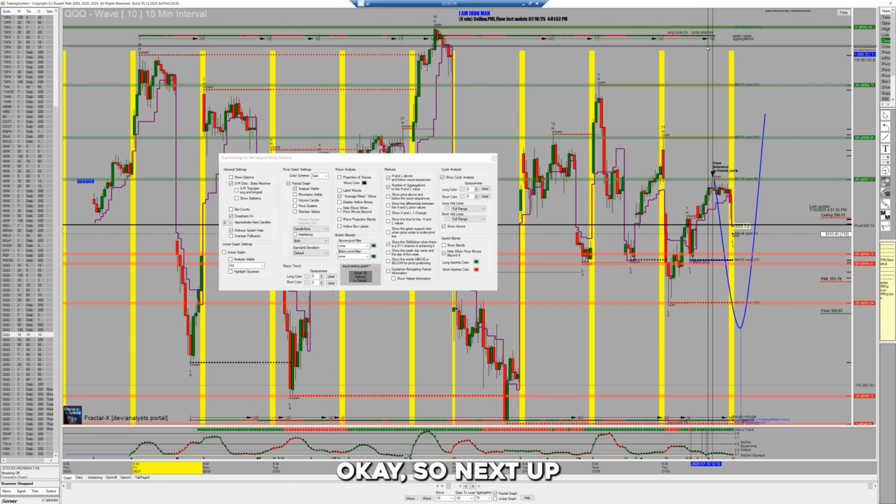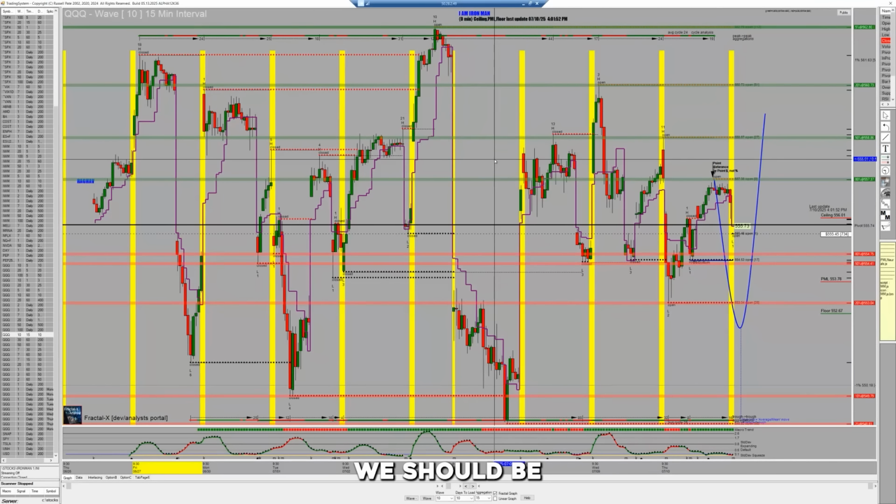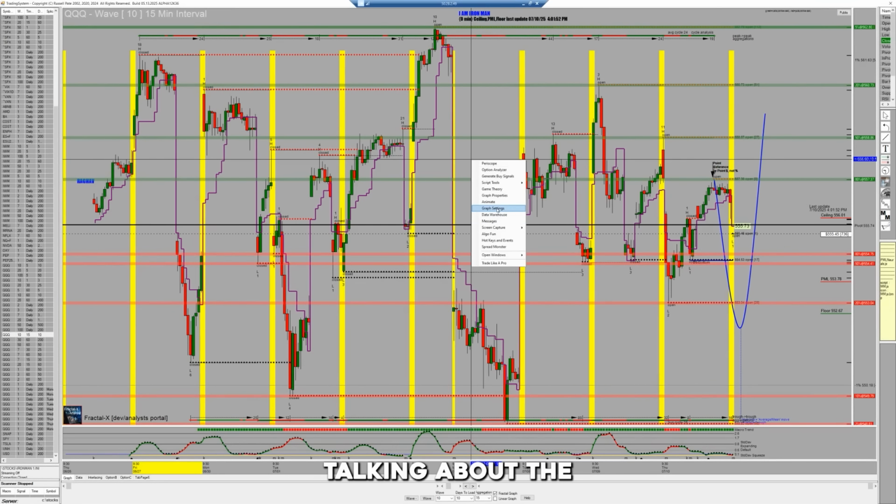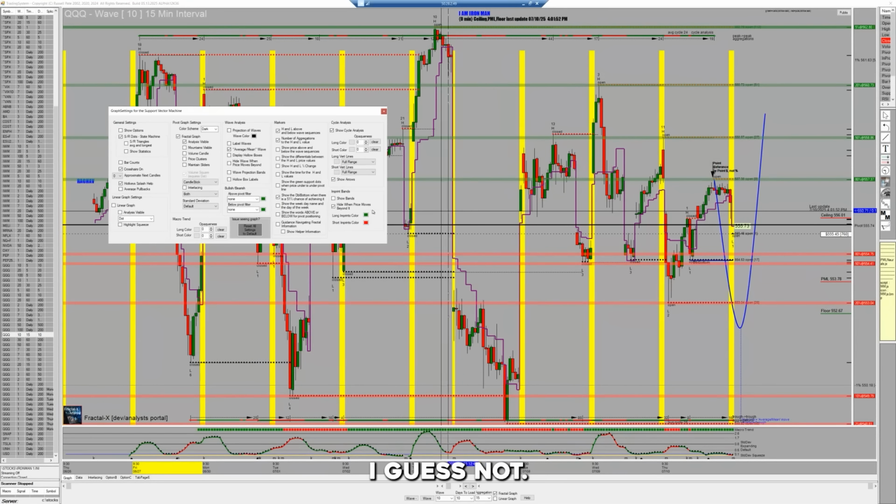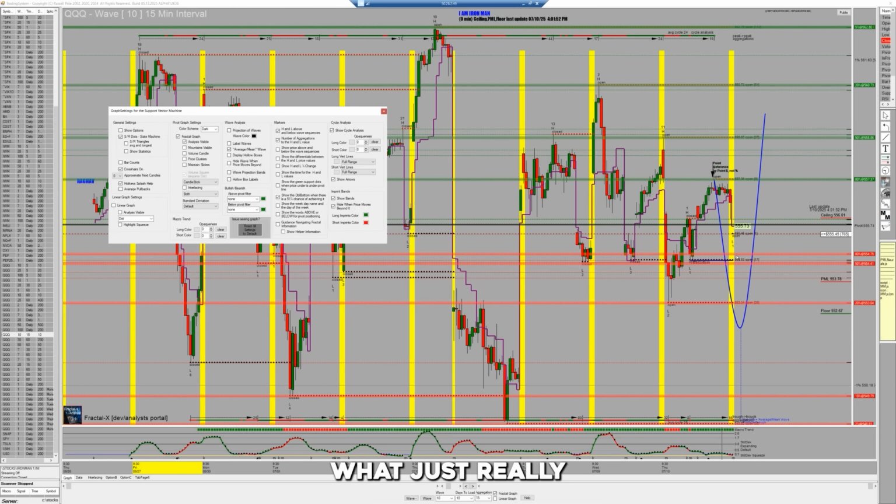Okay, so next up we should be talking about the imprint bands. Now, imprint bands is pretty easy, I guess. It's going to be understood when I click this on. Are you able to understand what just happened here? Yeah, more lines popped up. The bands popped up, and there are also additional lines.